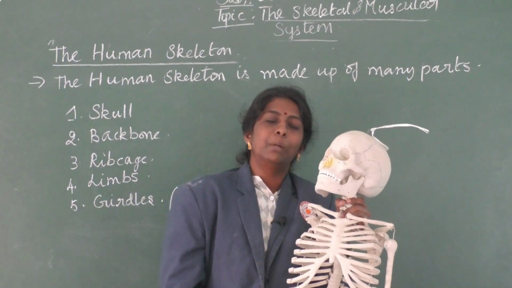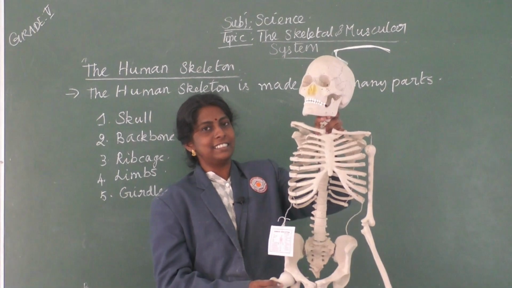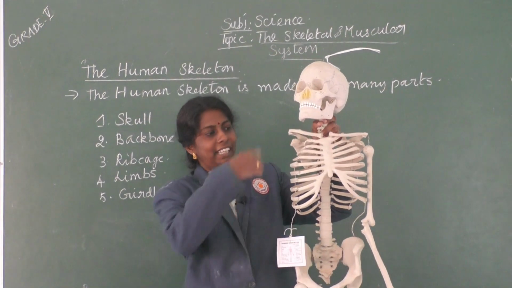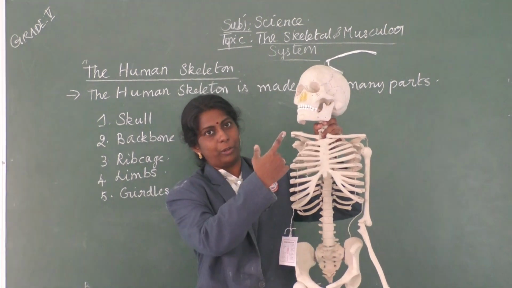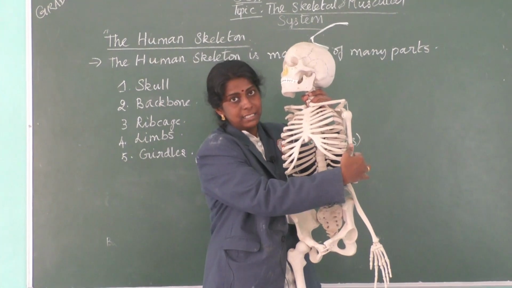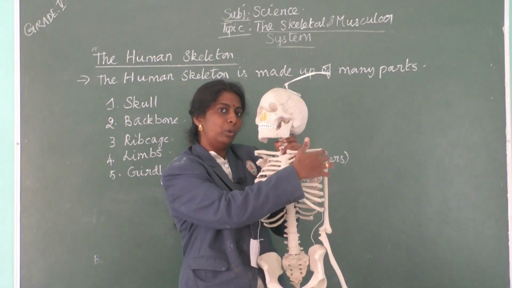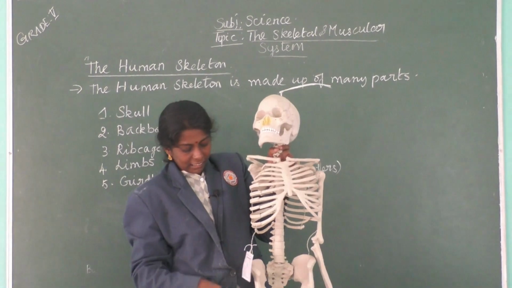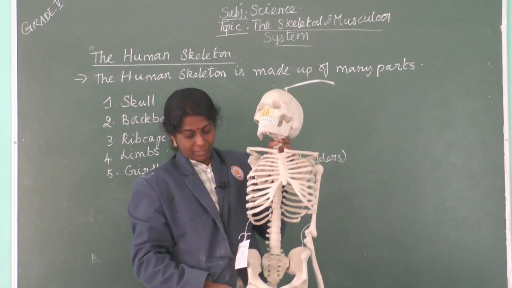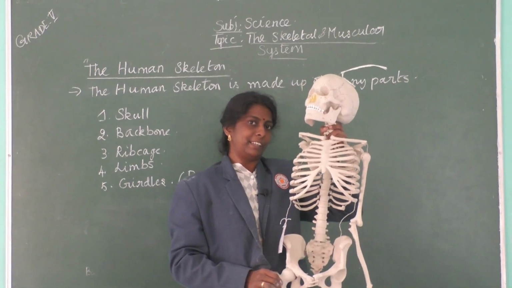So we are going to learn about each and every part in detail. Clear? Can you all see this? So this is the entire skeletal framework: skull, backbone, rib cage, limbs, forelimb, hind limb and girdles. One on the shoulder, the pectoral, and the other one, the pelvic girdle, which is on the hips.